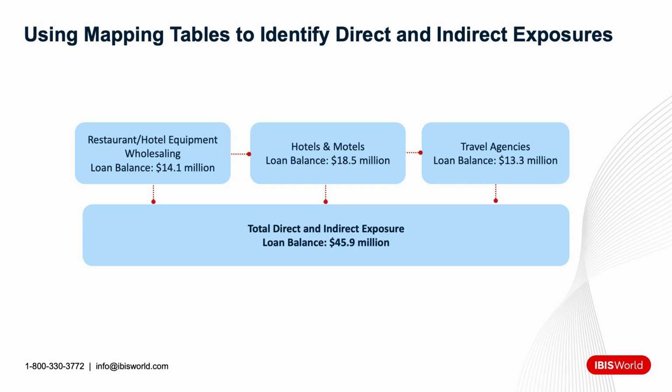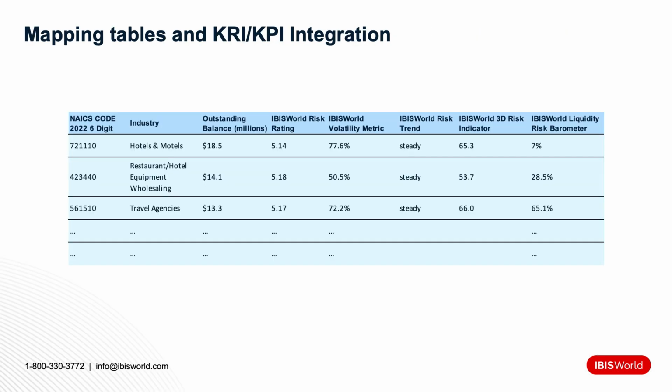This application has often helped resolve regulatory MRAs, those dreaded matters requiring attention. Moreover, this process also shows how banks can uncover safe and sound lending opportunities in areas where they may have institutional knowledge and are underexposed. The next step commonly undertaken is to use the NAICS mapping tables to integrate IBISWorld's key risk indicators that are housed in our early warning system with a bank's internal data and their key performance indicators. It might look something like this.